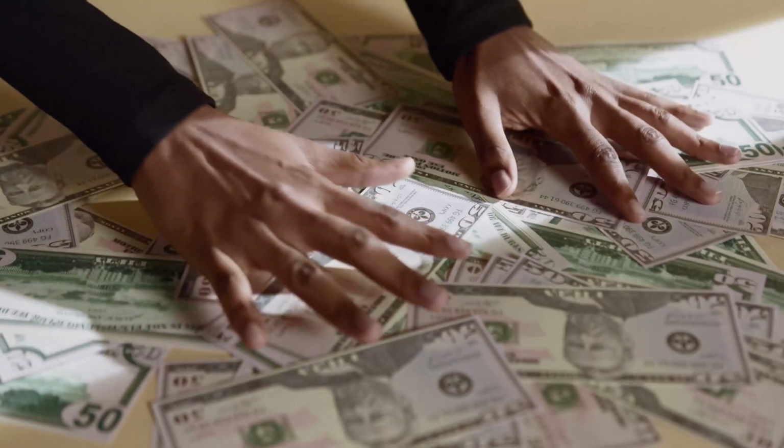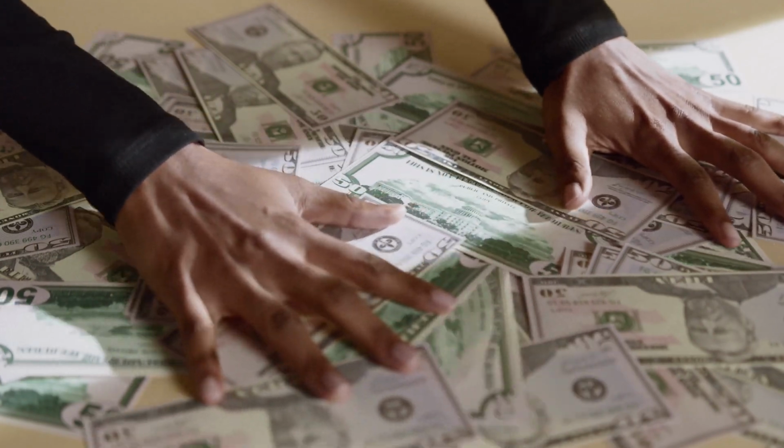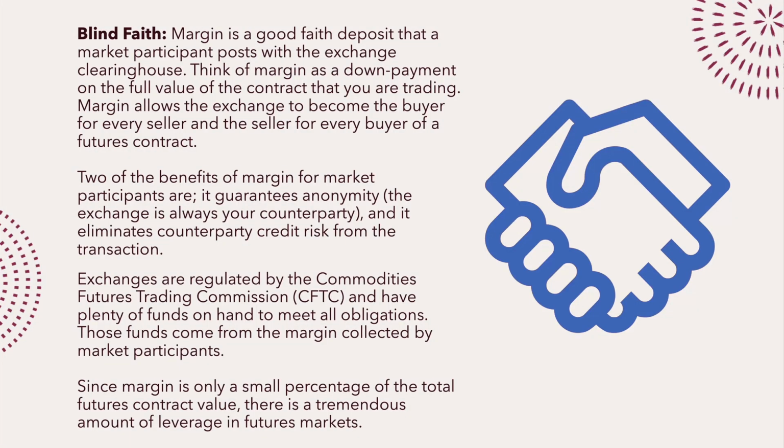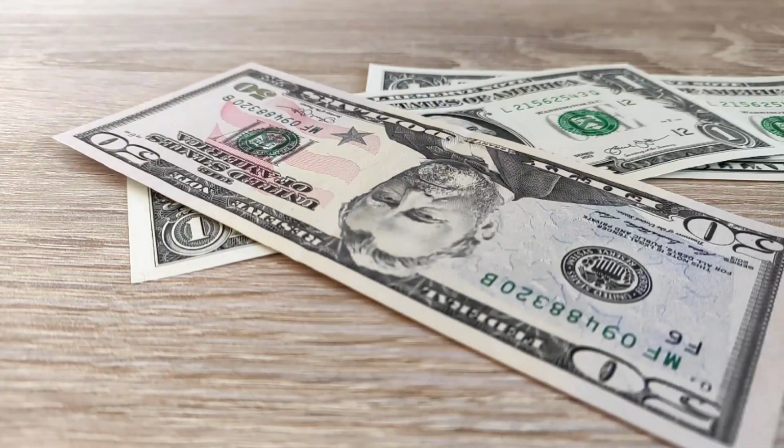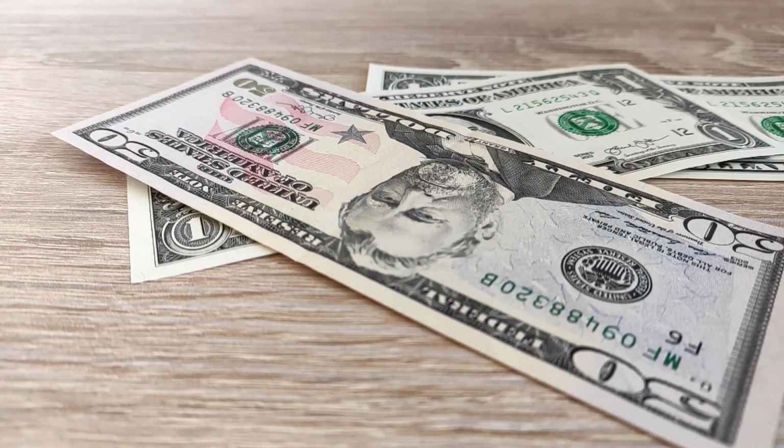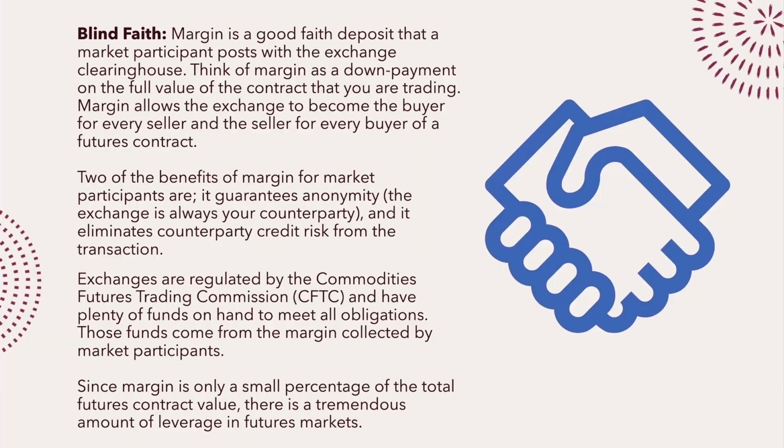Exchanges are regulated by the Commodity Futures Trading Commission, or the CFTC, and have plenty of funds on hand to meet all obligations. Those funds come from the margin collected by market participants. Since margin is only a small percentage of the total futures contract value, there is a tremendous amount of leverage in the futures market. Now, if you want to know how much maintenance margin or margin you need to put up to control an asset, you can either go to the official government website or your broker's website.